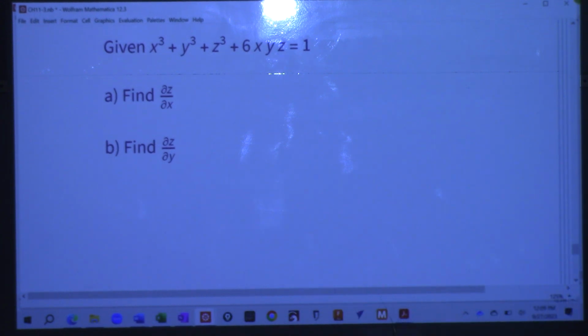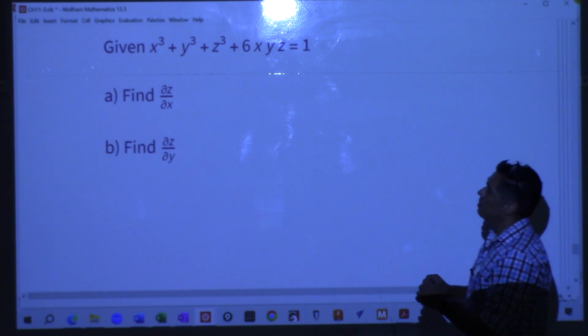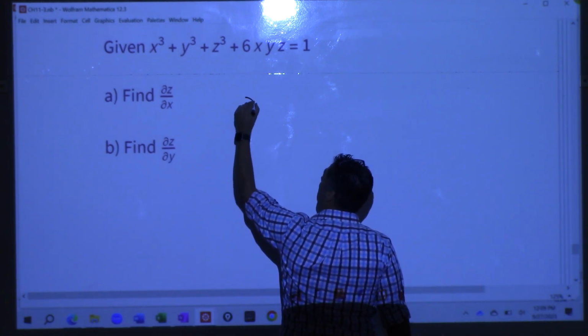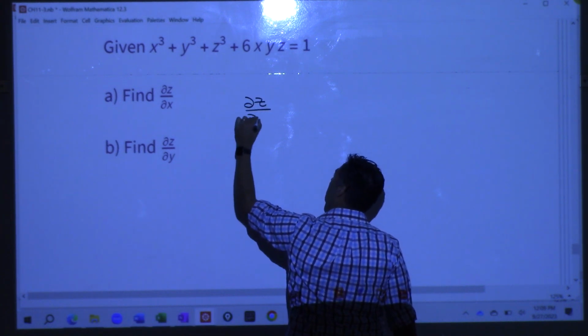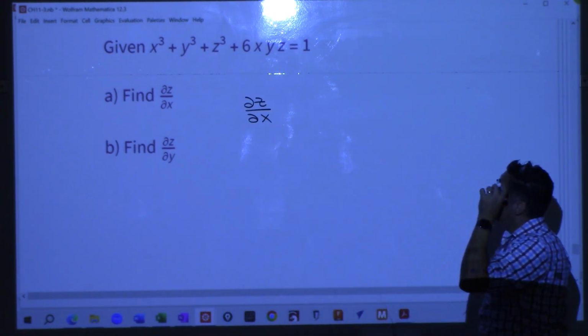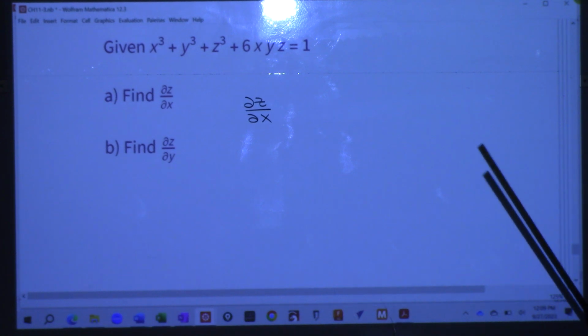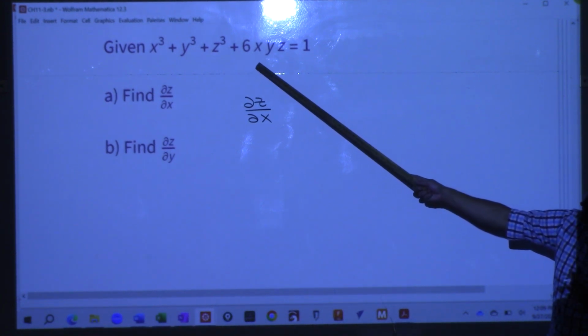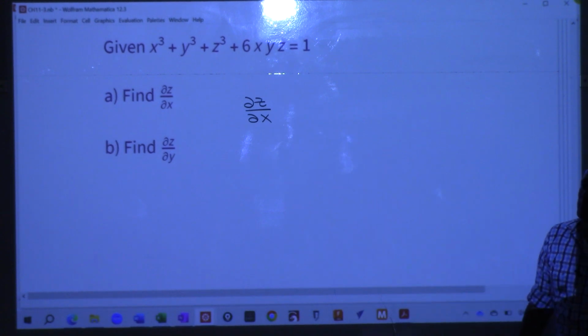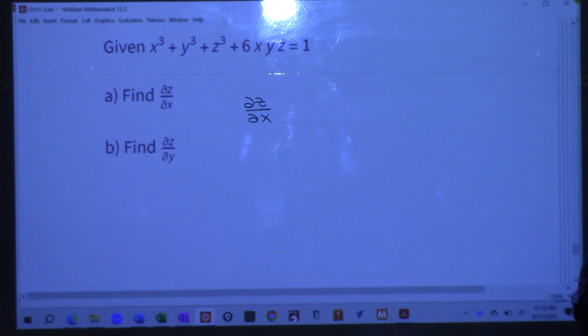So we're given an equation, right? And look at what we're asked first. We're asked to find the partial of z with respect to x. All right, could you take this equation and solve it for z? Maybe. Algebraically, it might be a nightmare, but you might be able to get z by itself, right? But I could give you another equation up there where you can't get z by itself. So we need a method of finding the partial of z with respect to x without actually having to solve for z. So I'm going to use implicit differentiation.